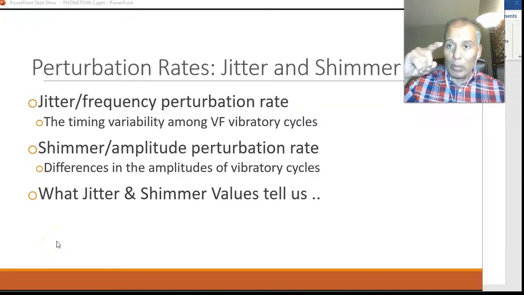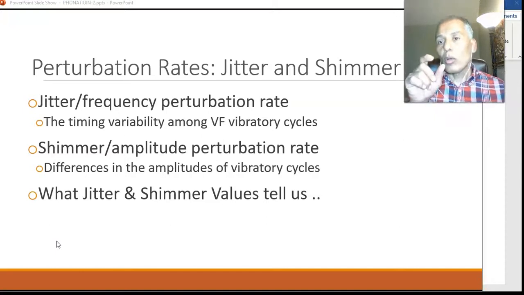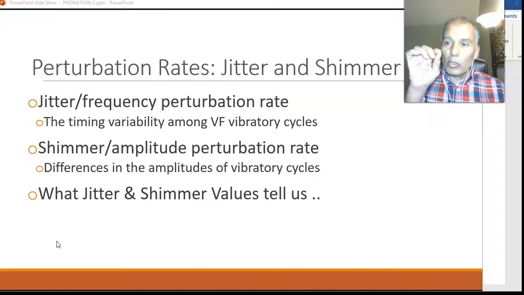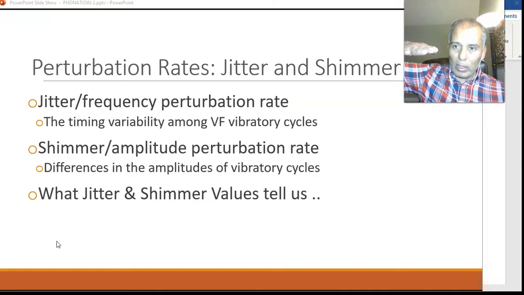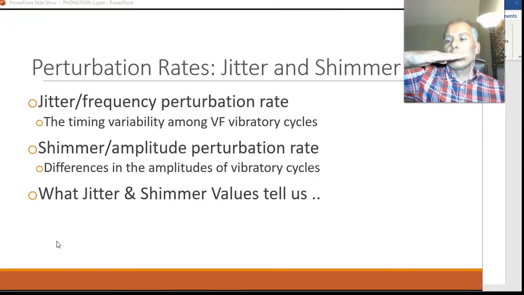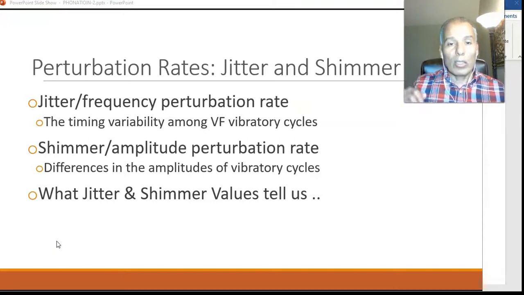One cycle can be a little bit longer or shorter than the other. So if it is 1% difference or 0.2% difference, that is fine. Every one of us, like if you ask me to hold my hand like this, you might see it as steady. But if you have a good camera and you look deeper, you'll find my hand is like this. And the same thing for the vocal folds. They are not steady all the time.